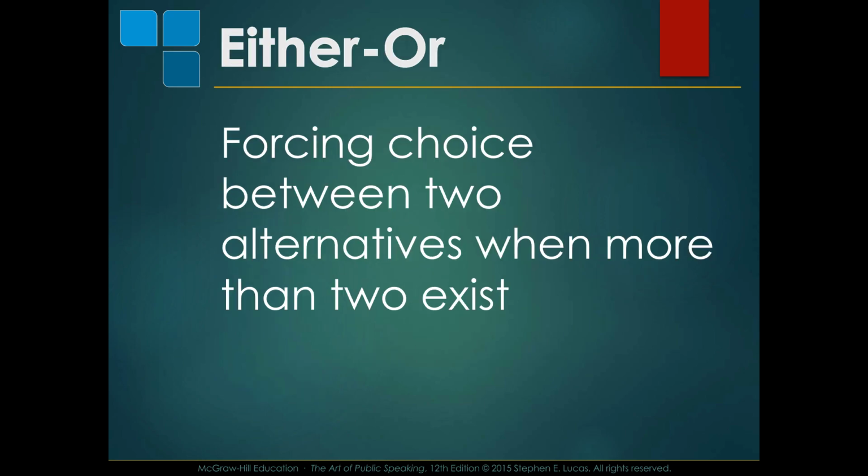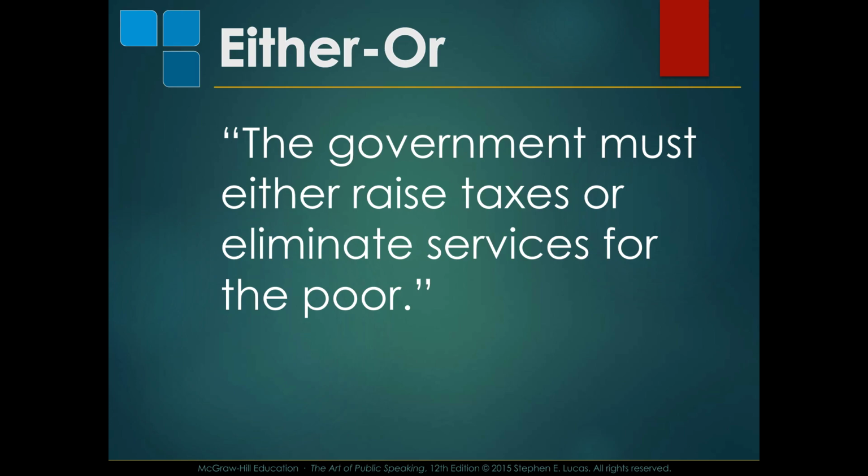Either-or, a very slippery kind of logical fallacy, because the speaker will try to force a choice between two alternatives when more than two exist. This is also sometimes called a false dichotomy or a false dilemma. We're going to say that there's only two things when really there's probably more. The government must either raise taxes or eliminate services for the poor. And this is actually, those two things are related, right? So it almost sounds like a logical thing to say.